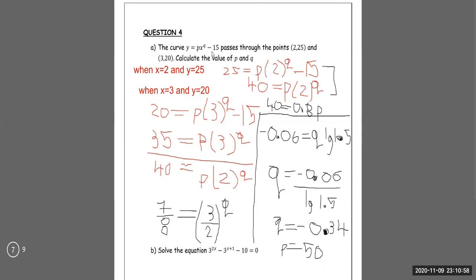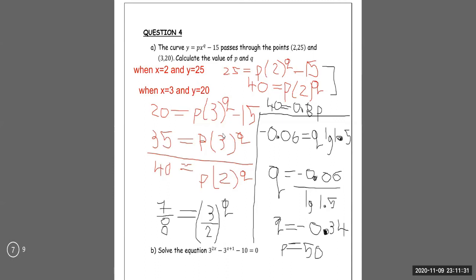So y is 50 times 2 raised to negative 0.34 minus 15. What are you getting? 50 times 2 raised to the negative 0.34, because I got something different. Minus 15 is equal to 24.5. All right, very good. So the answer is right.